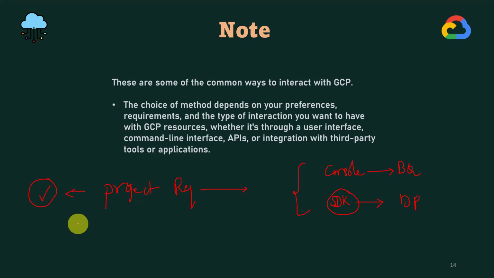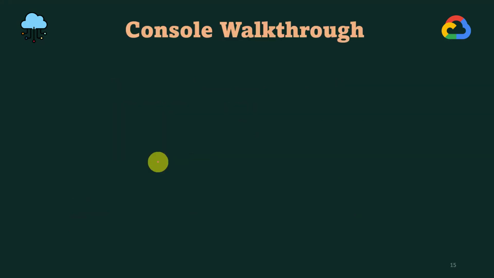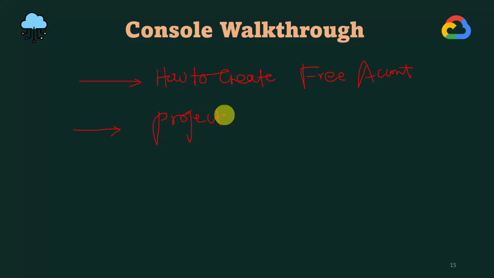It is 9:45. In the next session, I'm going to give you a console walkthrough. First, I'm going to tell you how to create a free tier account. That is our first step. The next step is project setup: what actually is a project and how do we set up a project in Google Cloud Platform?